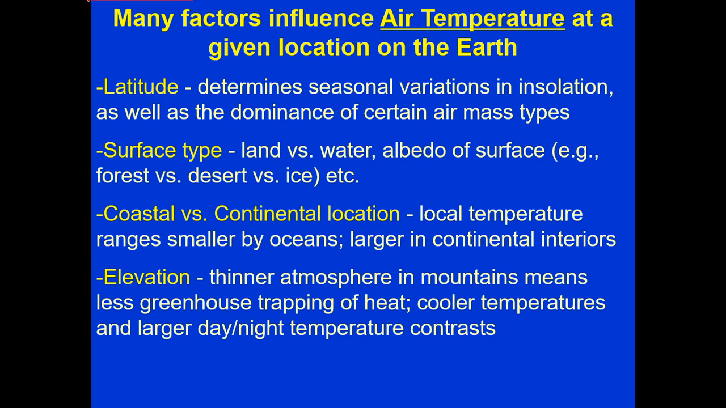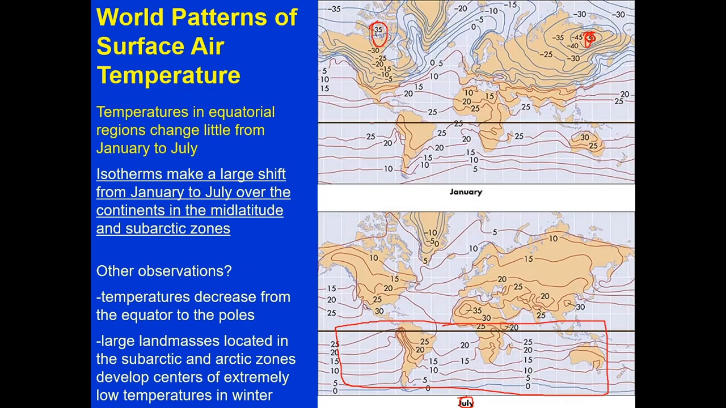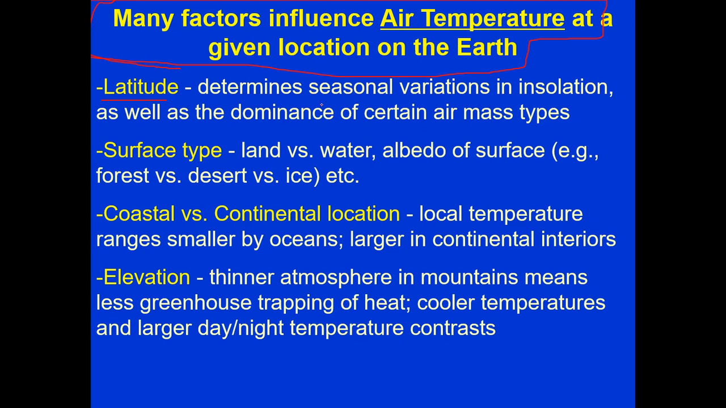Some of the factors that influence what the average air temperature is over the surface of the Earth are as follows. Latitude is a huge one, right? Notice that as you move from the equator, obviously it gets colder. As you move further north or further south, it gets colder. So the higher the latitude, generally the colder. That's an easy one to understand. You get close to the North Pole or the South Pole, it's going to get colder. You get closer to the equator, it's going to get warmer.